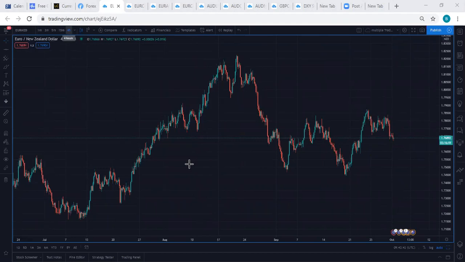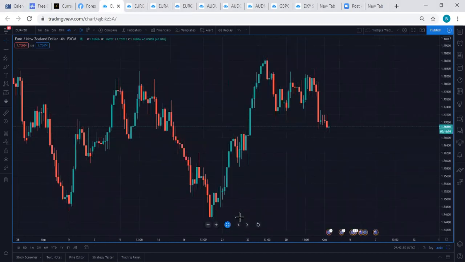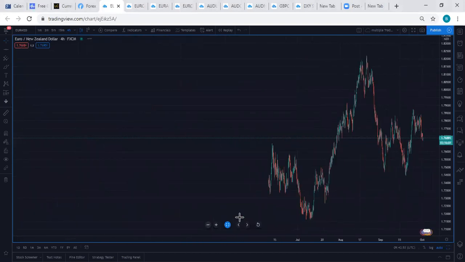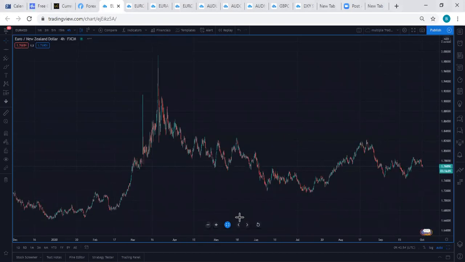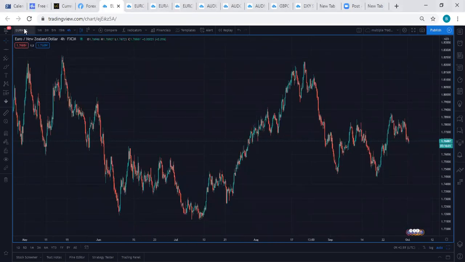Make sure it's 4 hours. Draw your support and resistance on Euro NZD. You can always zoom in. Plus from here, you can zoom in or you can zoom out. So whichever way you want to draw it, draw the support, come here again, do it on 10 currencies each. Take pictures of it and send it on the group.